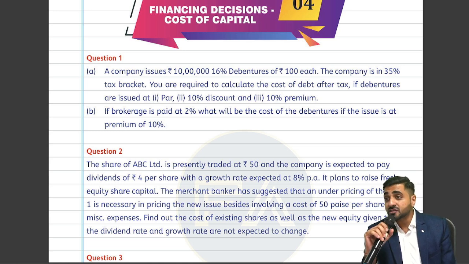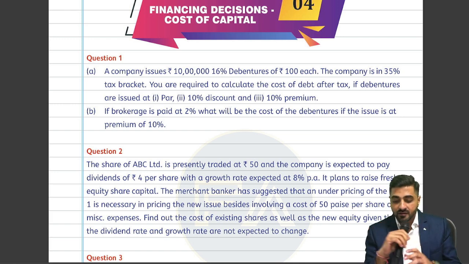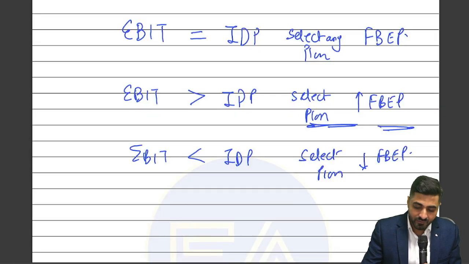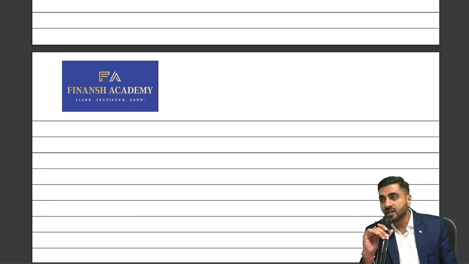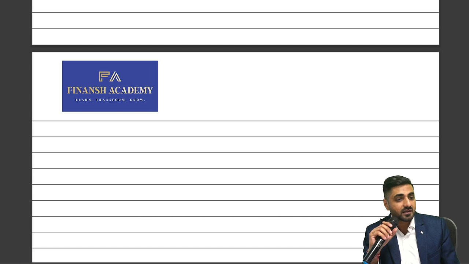Start with cost of capital. Very conceptual. We have learned that we can select a particular plan on the basis of EPS. But now, how to calculate cost of capital?